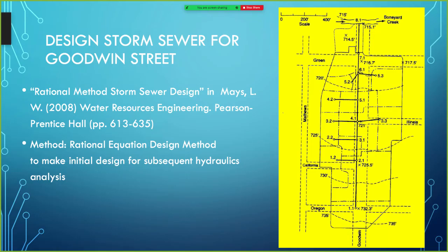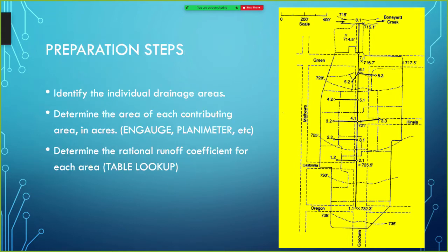And the method that will be employed is a rational equation design method to make an initial design for subsequent hydraulic analysis. So there's some preparation that has to be done beforehand before we start pencil whipping the problem. We need to determine the area of each contributing area in acres because we're using the rational method. And tools to do that are things like a gauge or a planimeter. That's pretty old school. Or the example we use, Acrobat Pro.